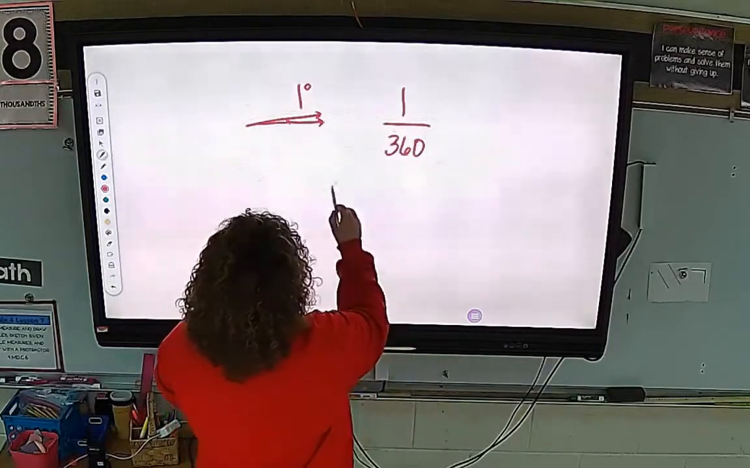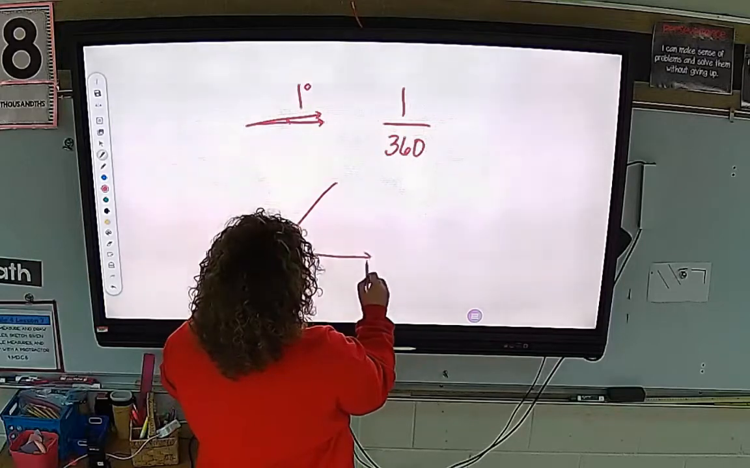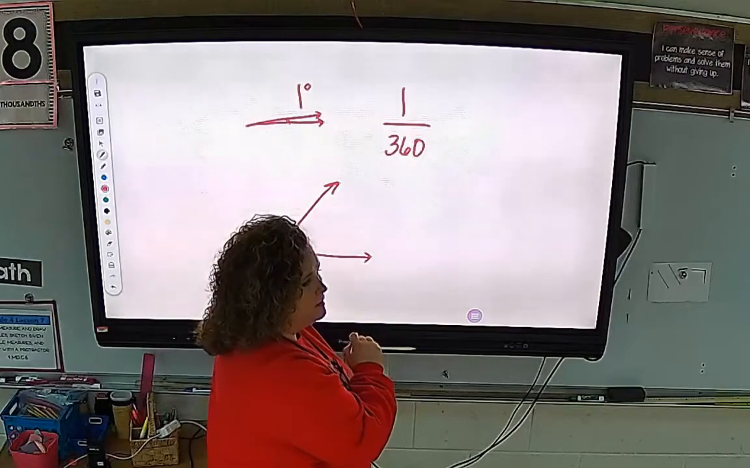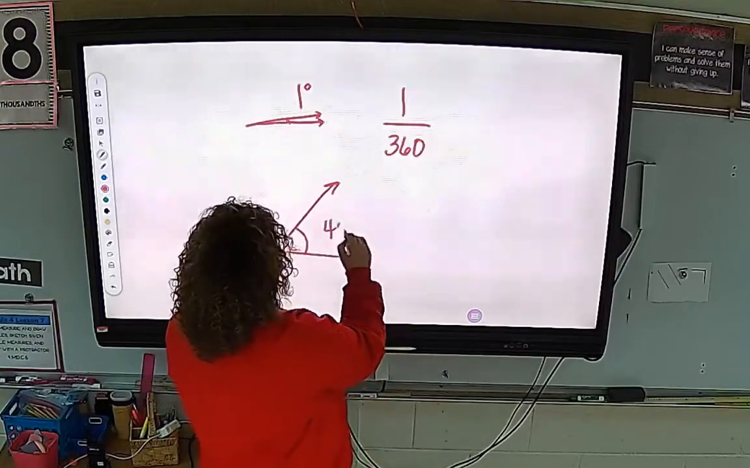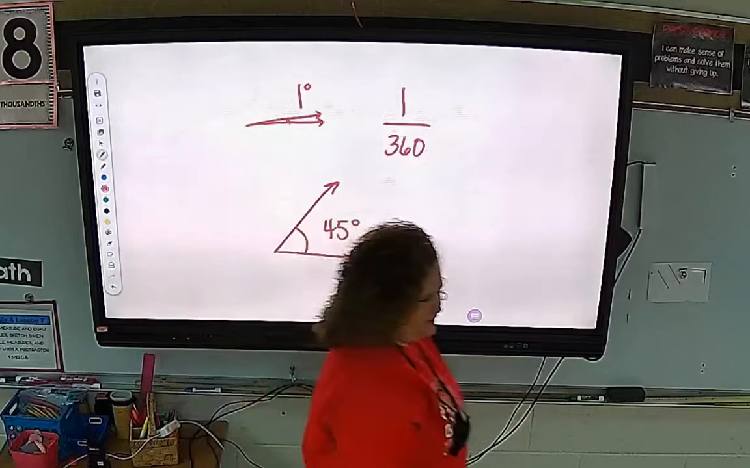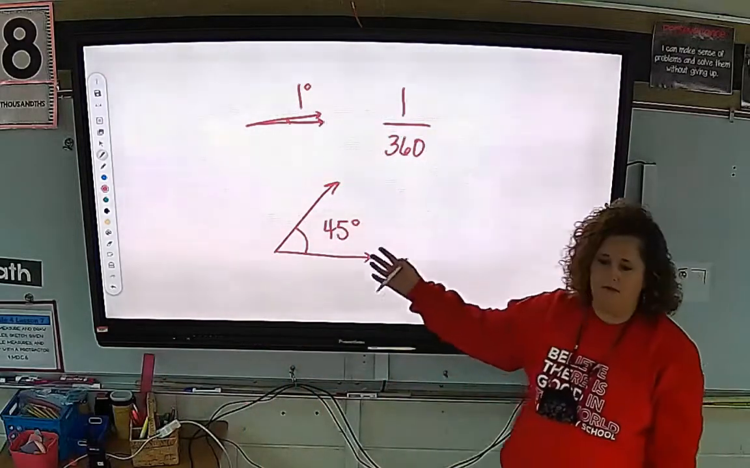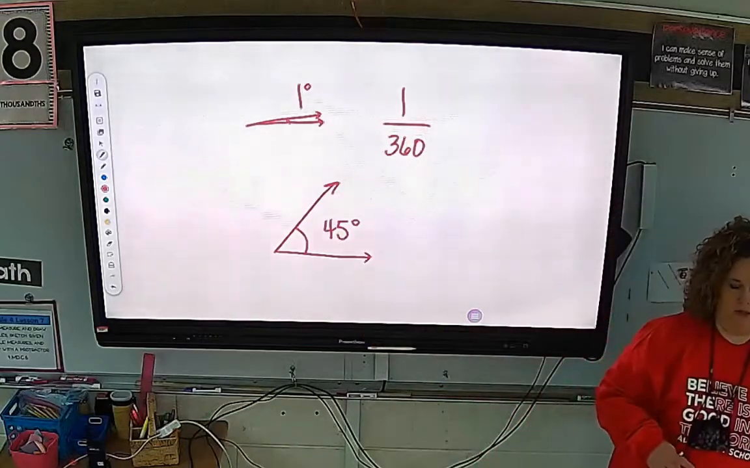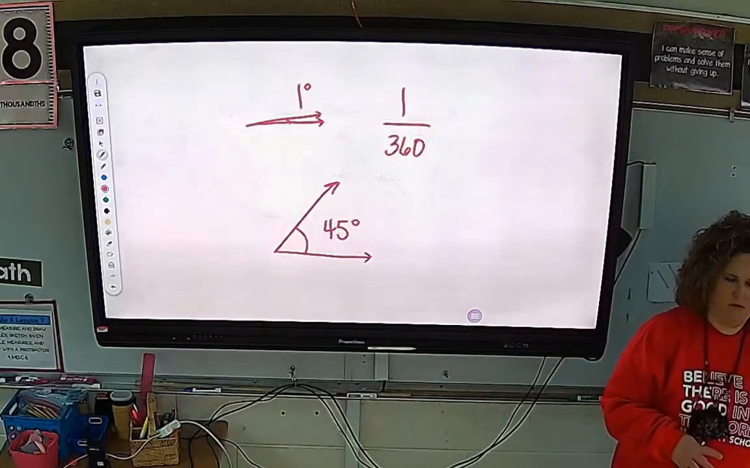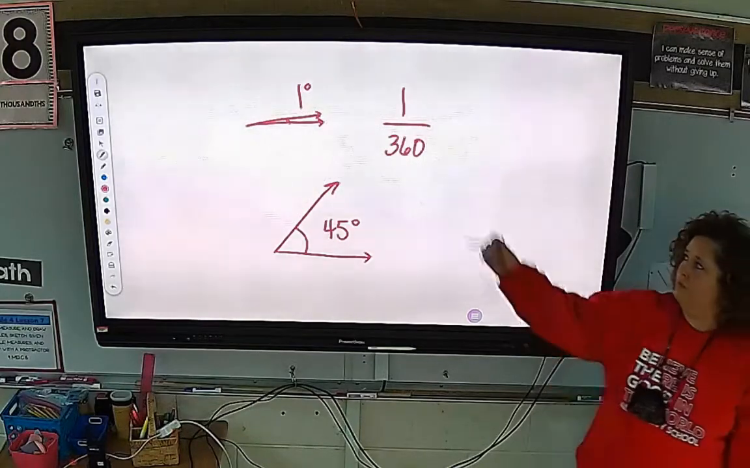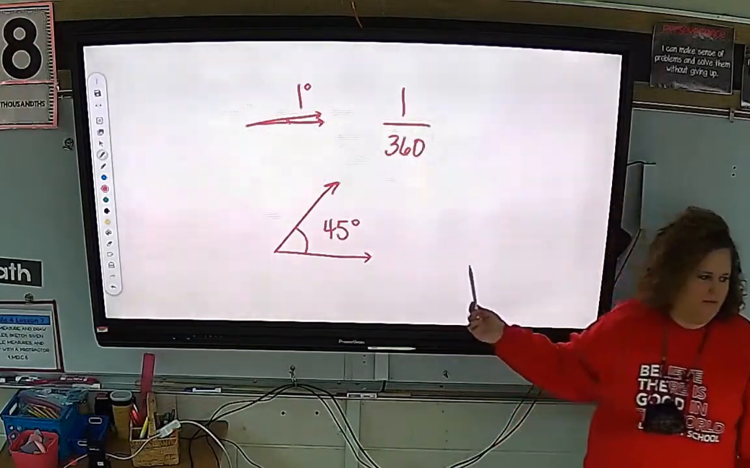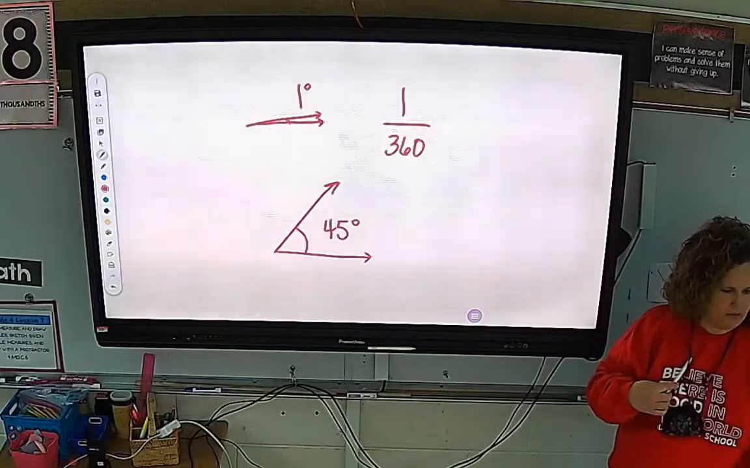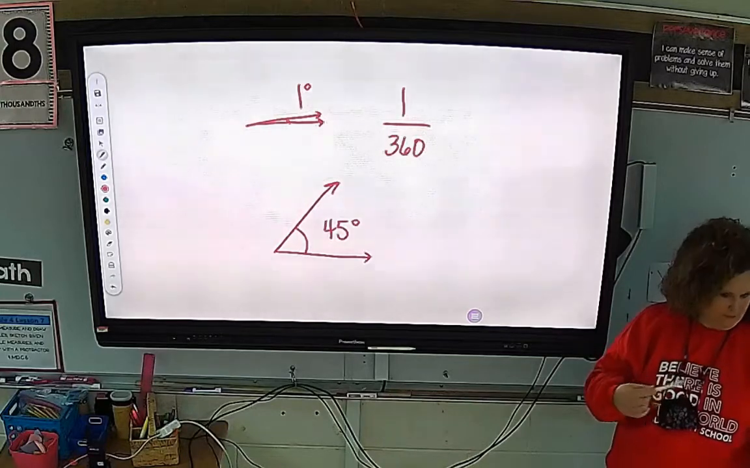Okay? Say it one more time. No matter how big or how small the circle is, the fraction will always have 360. I'm going to imagine that that's close. I don't think it's perfect either. But let's say that this is a 45 degree angle. How would I write that amount of degrees as a fraction? This is 1 degree as a fraction. How would I write 45 degrees as a fraction? Okay, what do you think? 45/360. That's exactly right.